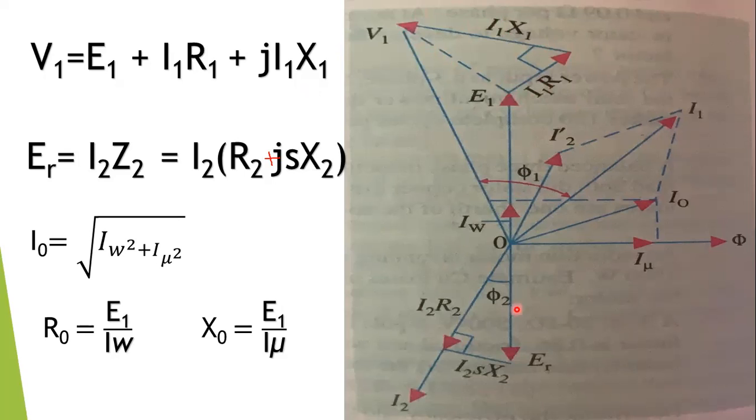So we have to add three components. See here, follow the red point: E1 plus I1R1 plus I1X1. What is the ending point here? This one. So this ending point gives V1. So from 0, I draw the V1 line. Right? So once E1, from E1 I1R1, from I1R1 I1X1, the ending point gives V1. So this is the phasor diagram of the equivalent circuit of the induction motor.